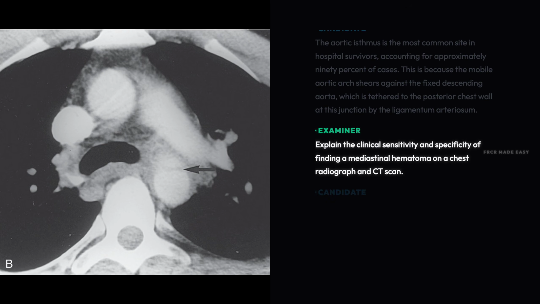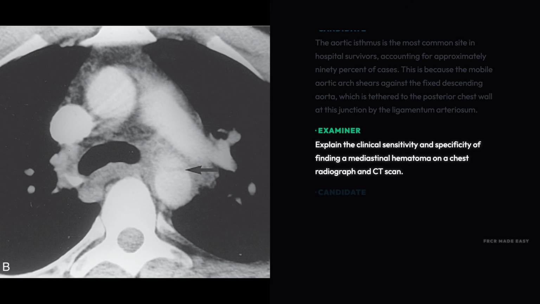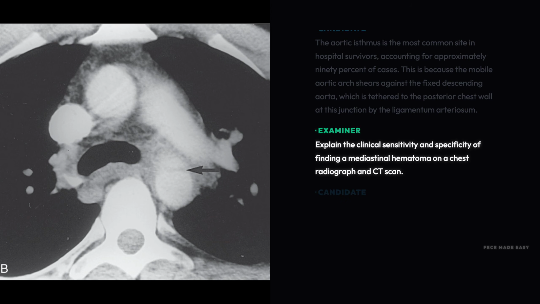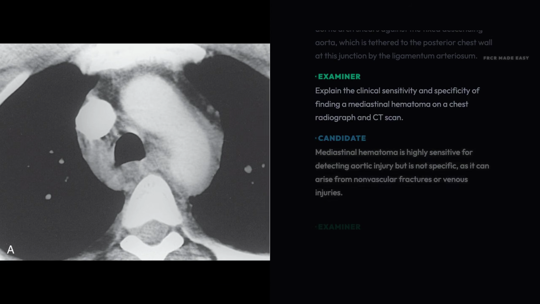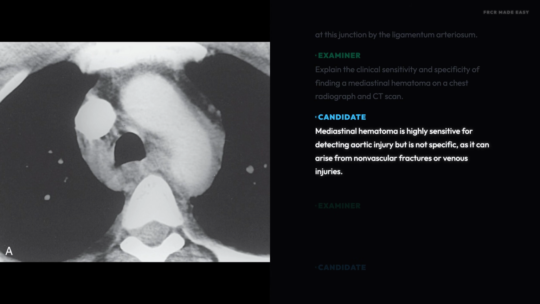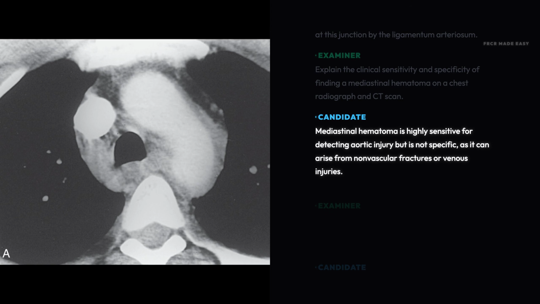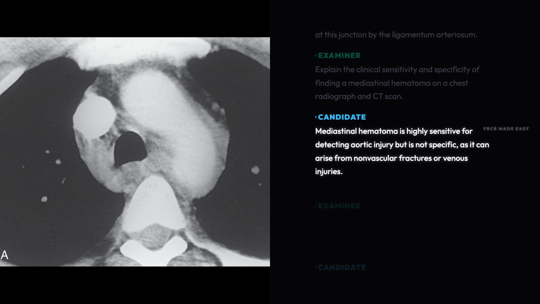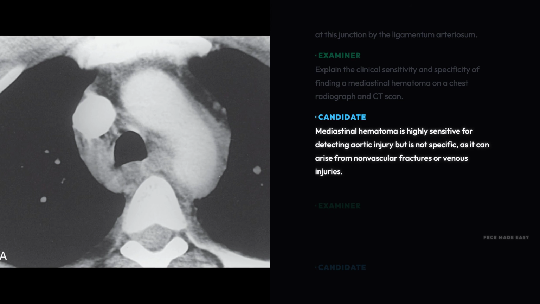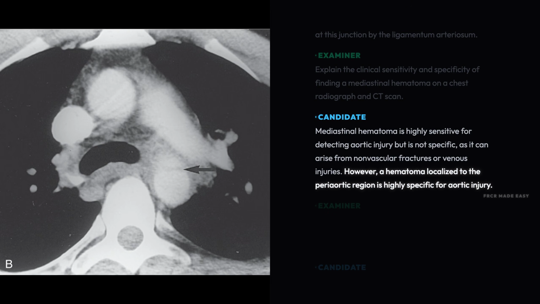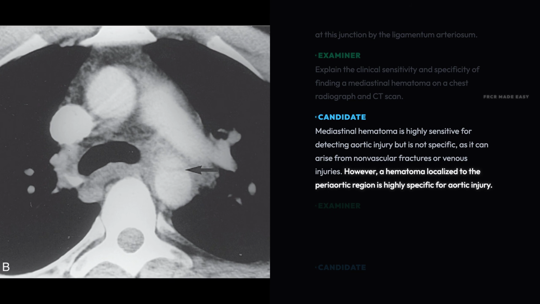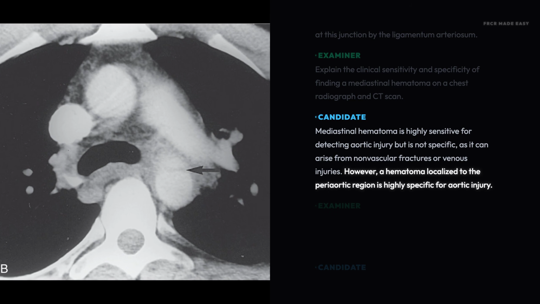Explain the clinical sensitivity and specificity of finding a mediastinal hematoma on a chest radiograph and computed tomography scan. Mediastinal hematoma is highly sensitive for detecting aortic injury, but is not specific, as it can arise from non-vascular fractures or venous injuries. However, a hematoma localized to the periaortic region is highly specific for aortic injury.